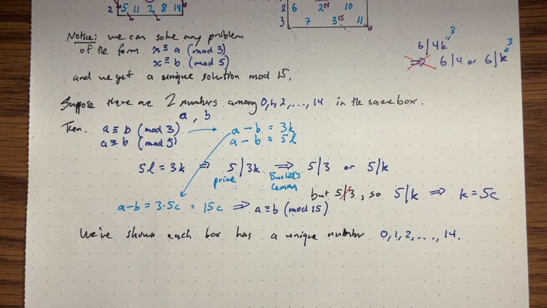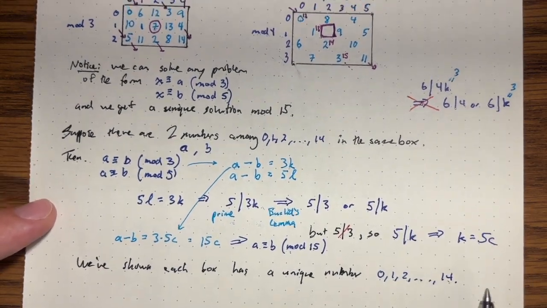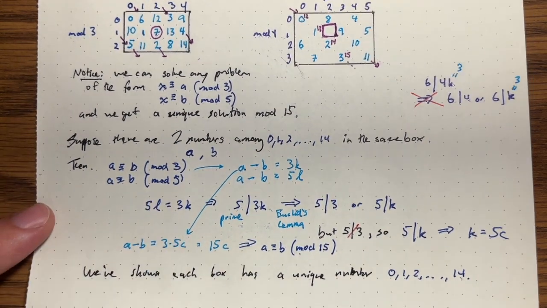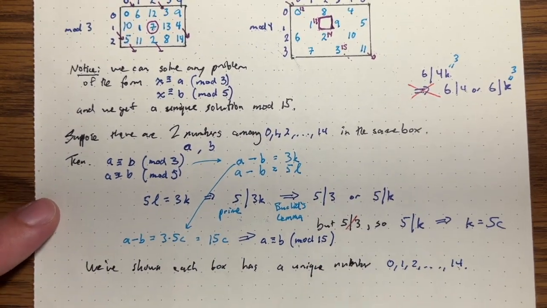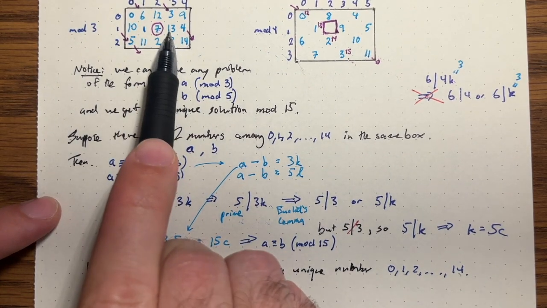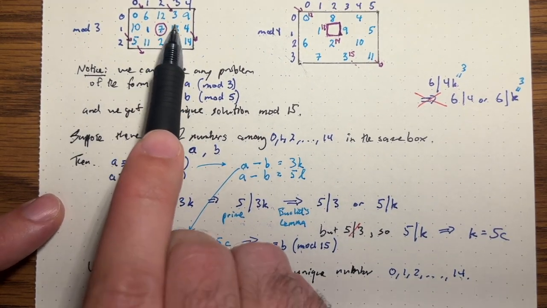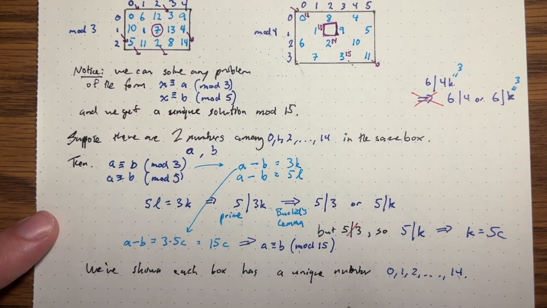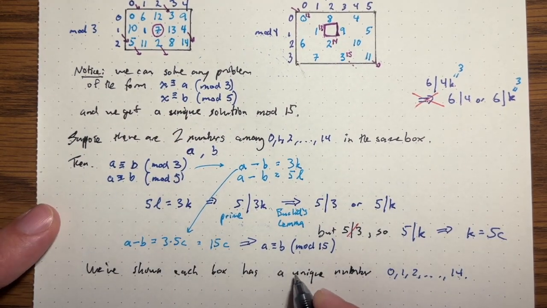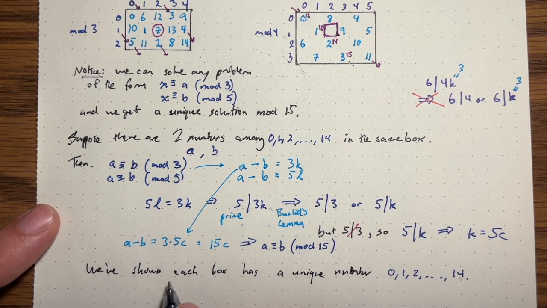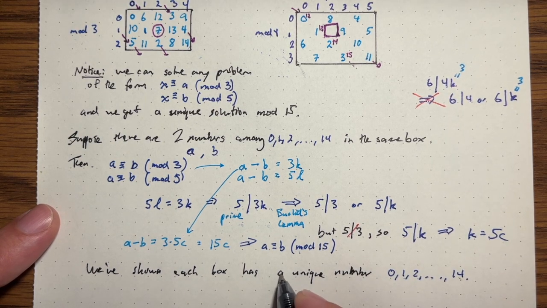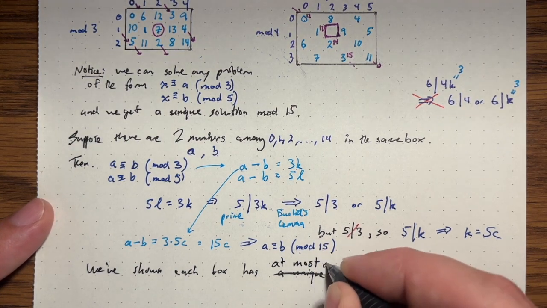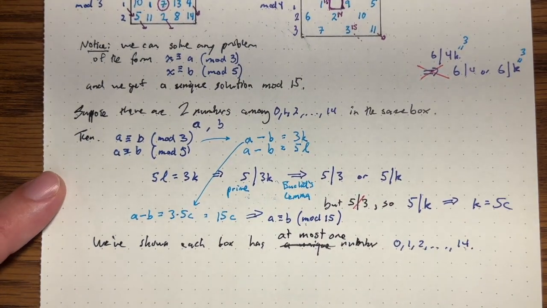What have we not technically shown? We have not technically shown that there has to be a number in every box. We just showed that if there's a box with a number, it can have at most one number. So we've shown if it does have a number, it has a unique number. So it has at most one of these numbers.